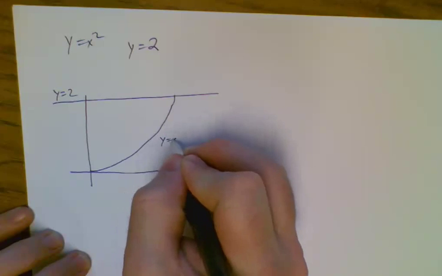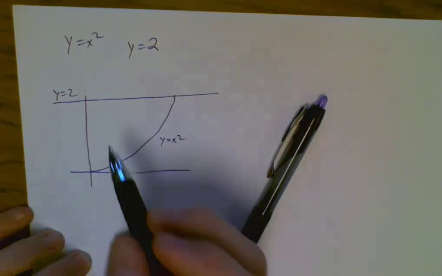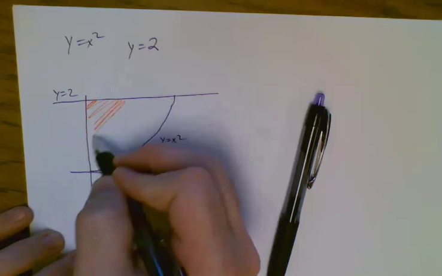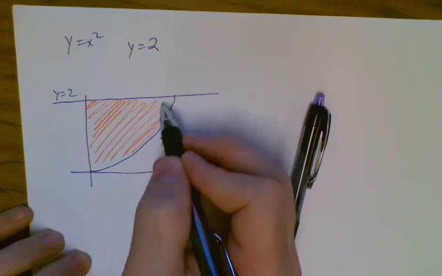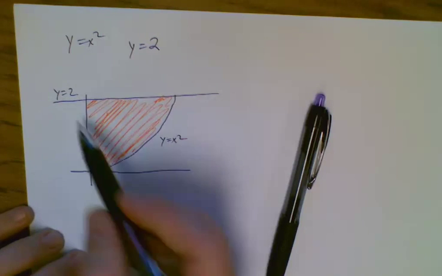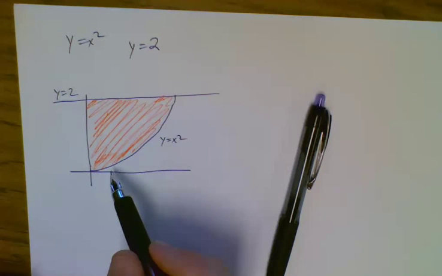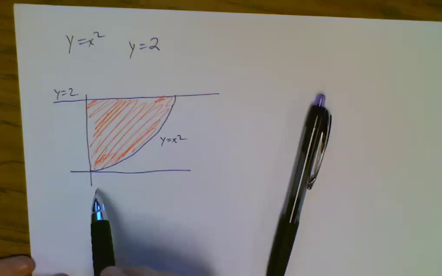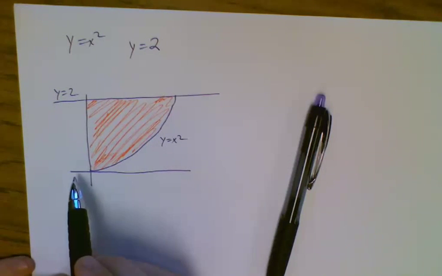So y equals x squared, y equals 2, which means my region, instead of being down here like it has been, is actually right here. Okay, so x squared, the line y equals 2, and obviously the y-axis. This is the region I want. I'm bounding it by those two lines and that curve.